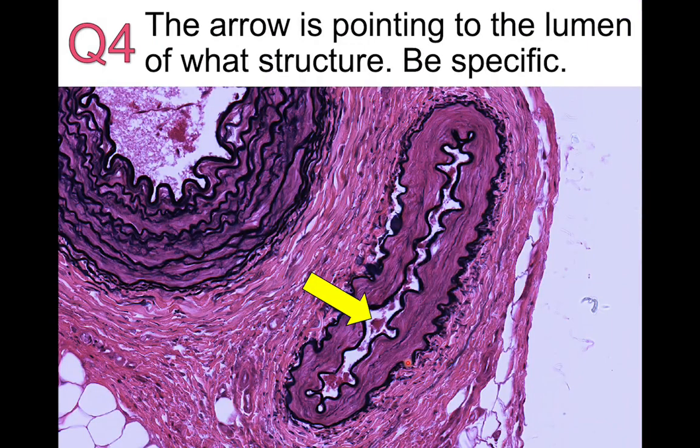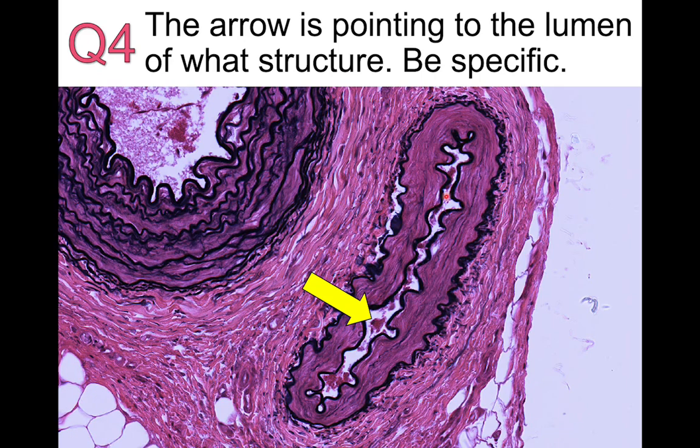Question number 4. The arrow is pointing to the lumen of what structure? Be specific. Here we can see a section of 2 blood vessels. And this is a tricky question. When we see the lumen, it's irregular and collapsed. So you might think this is some kind of vein. But when we see the tunics or the layers, it has a well-defined internal and external elastic lamina.